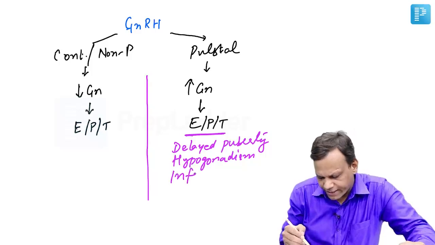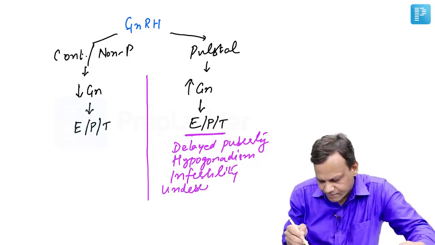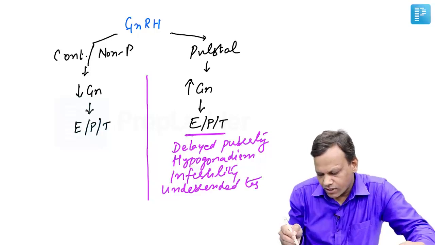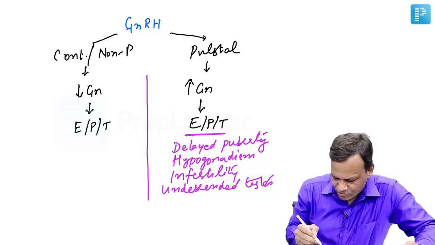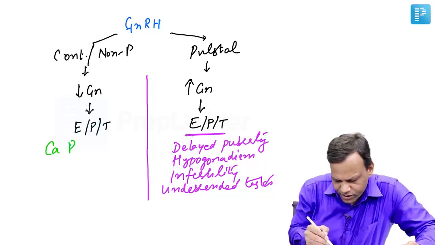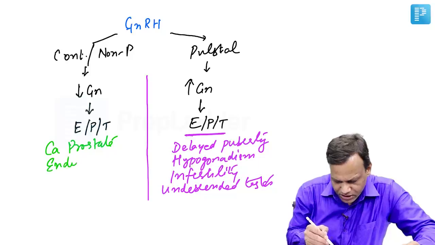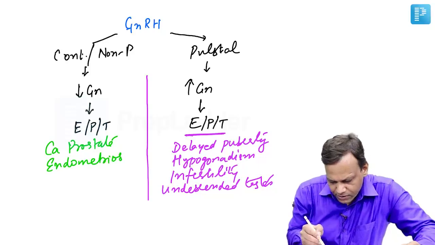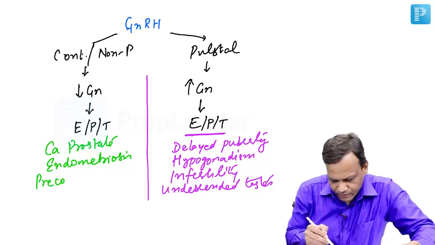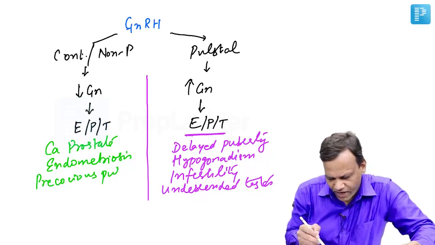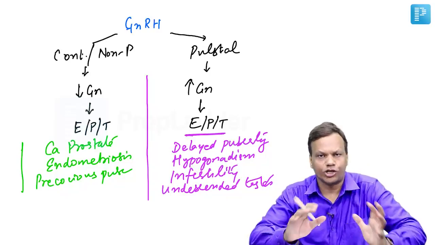In infertility and ovulatory infertility, we want to increase sex hormones. Undescended testes, we want to increase sex hormones. So we can use this in a pulsatile manner. But when we want to decrease sex hormones, like in carcinoma prostate, we want to decrease testosterone. In endometriosis, we want to decrease estrogen. In precocious puberty, we want to decrease sex hormones. So whenever we want to decrease sex hormones, we will give them in a non-pulsatile or continuous manner.